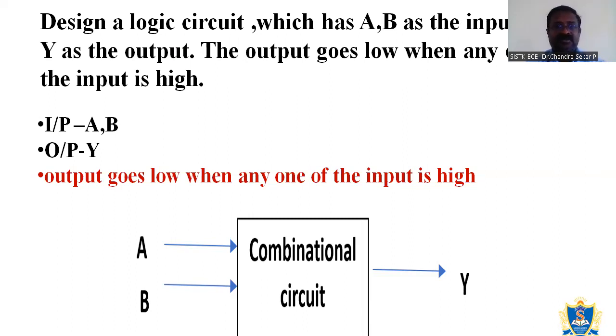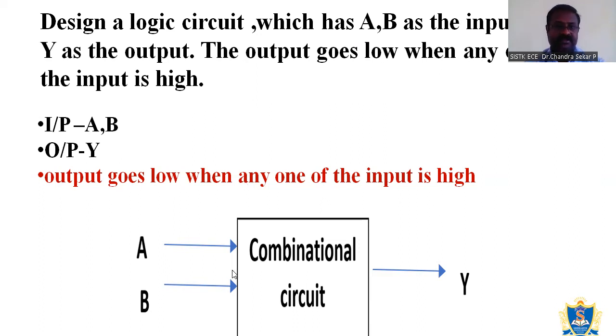In a digital logic circuit, you know that the state is represented as either high or low. If it is high, it is represented as 1. If it is low, it is represented as 0. The output goes low when any one of the inputs is high. That is, if either A or B is high, the output goes low, or else the output remains 1.